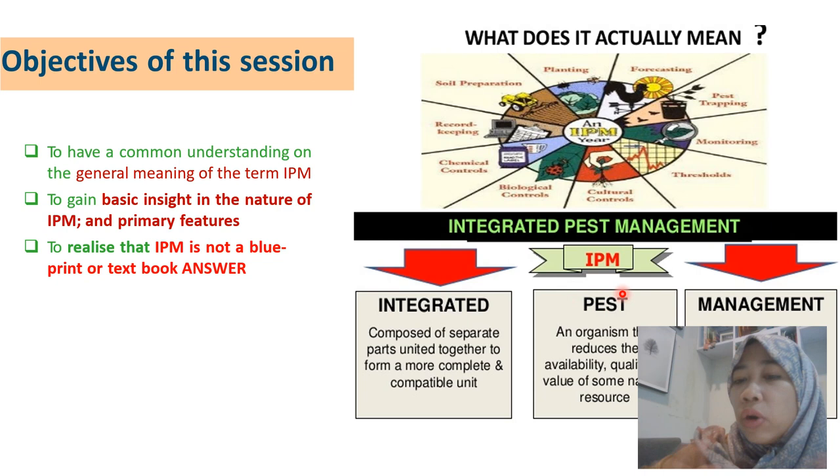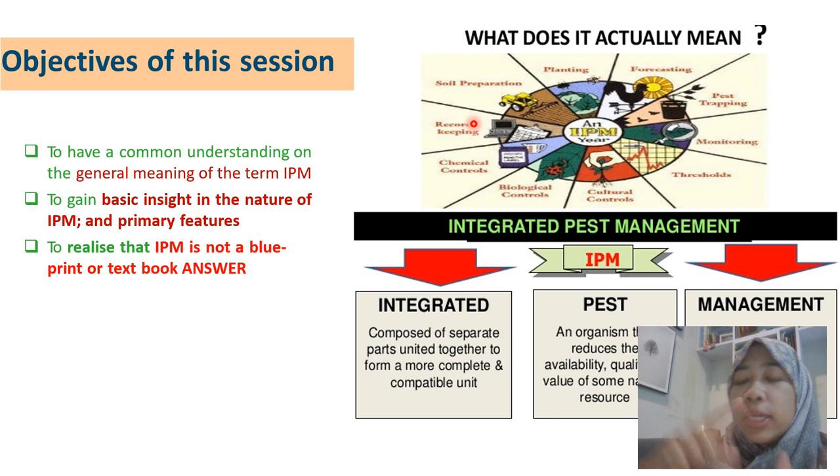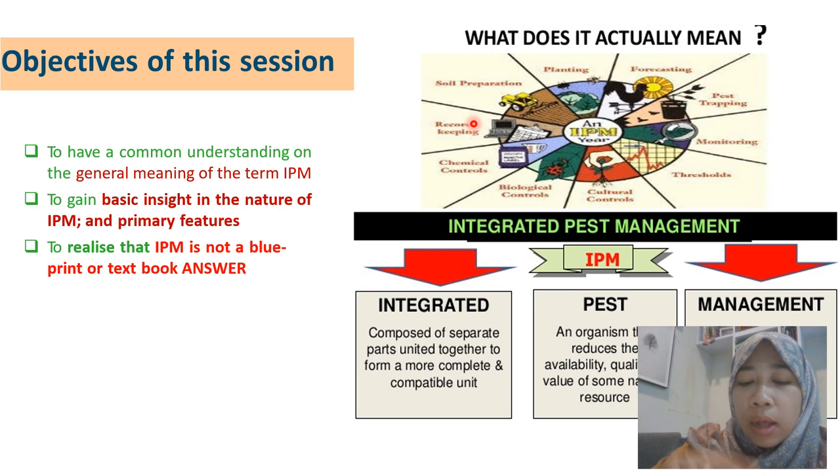In this case, the pest is not only the insect or other vertebrate, but also includes disease and also the weeds. And management is how we manage all of the components so that our pest management will be successful.